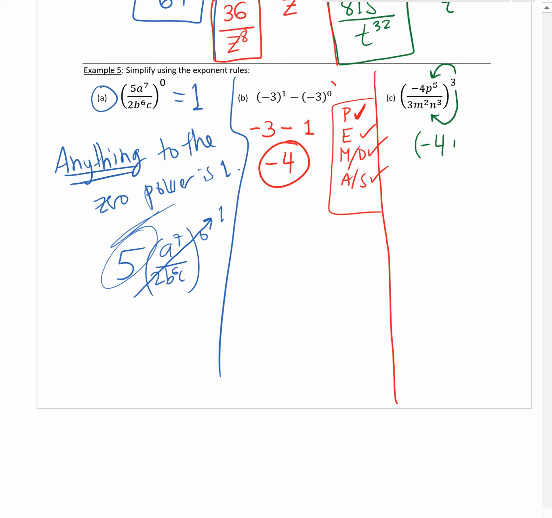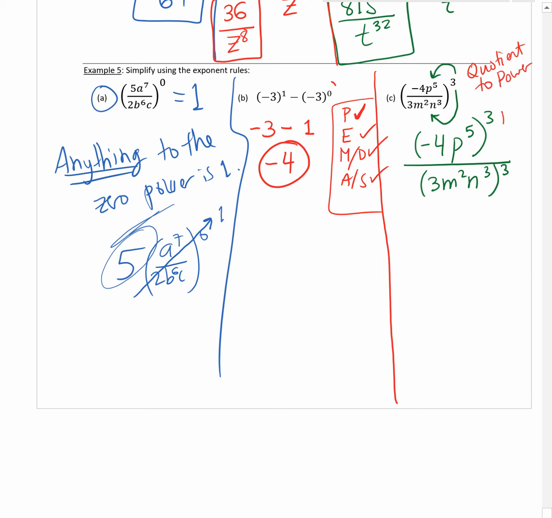The entire numerator, -4p to the 5th, gets its own 3rd power, and so does the denominator, 3m squared n to the 3rd. That gets its own 3rd power as well. And then from there I'll see what to do. Well, we've seen this, that was kind of a quotient to a power, I think they called that. That doesn't really have a nice name or ring to it.